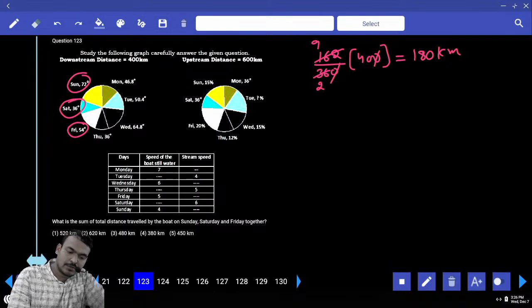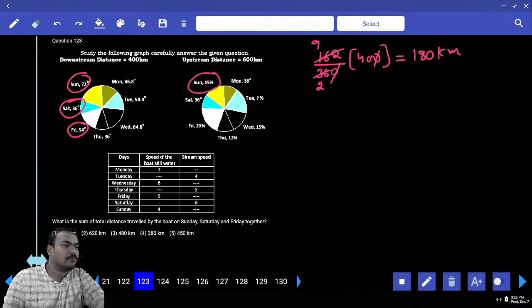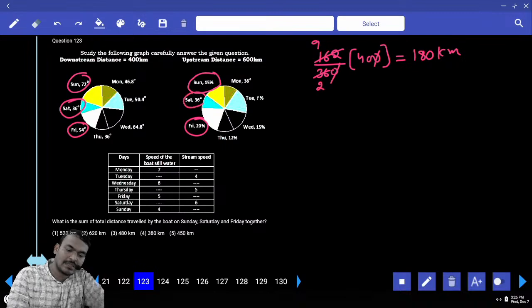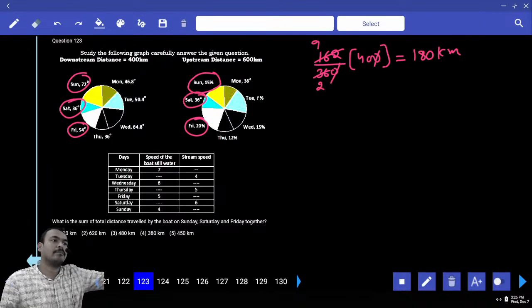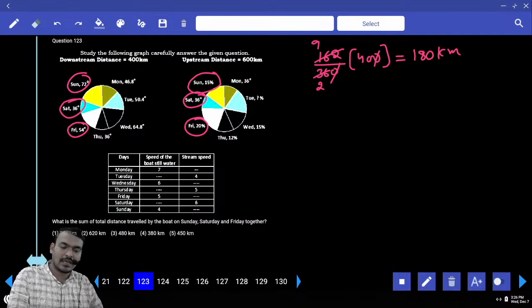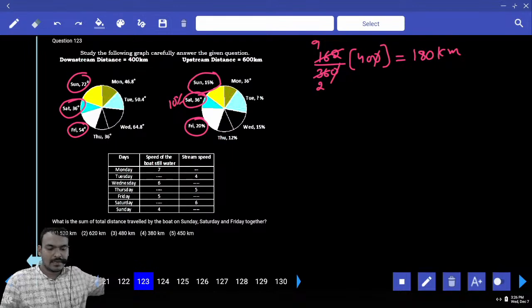Upstream. And upstream Sunday is how much percent? 15%. Friday 20%. Total 35%. But Saturday degrees are given or percentage are given? Degrees. Total percentage of the pie chart is how much percent? 100%. 100% is 360 degrees. 36 degrees is 10%, or not? Okay. Means Sunday 15%, Saturday 10%, Friday 20%. Total how much percent? 45%.